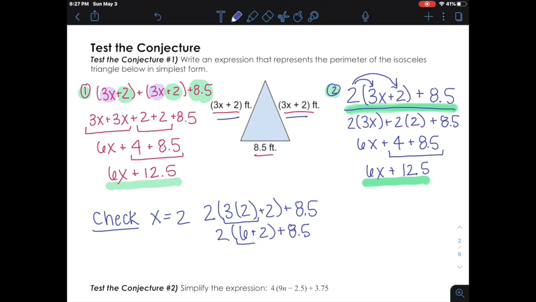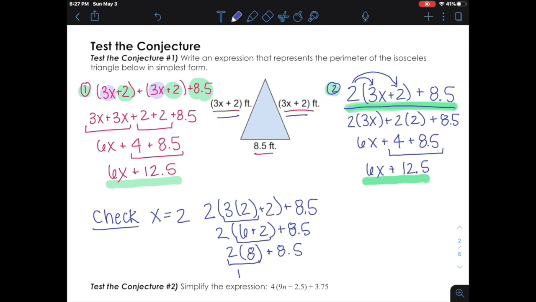Bring everything else down. Okay, I'm still applying the order of operations, so I have to do 6 plus 2 first. 6 plus 2 is 8. Bring everything else down. Okay, 2 times 8 is 16, plus 8.5 gives us a final answer of 24.5. So now let's plug it into our second expression, the most simplified one.